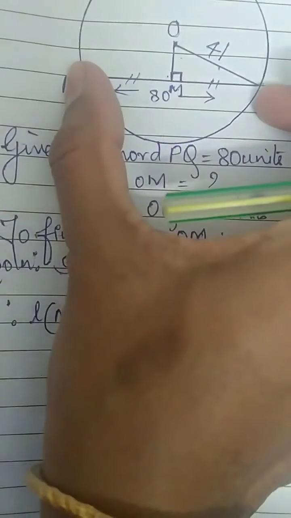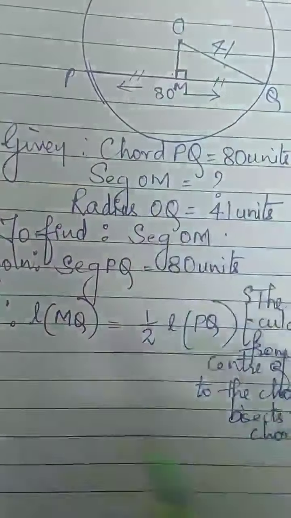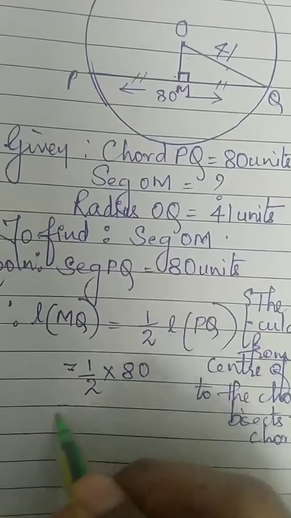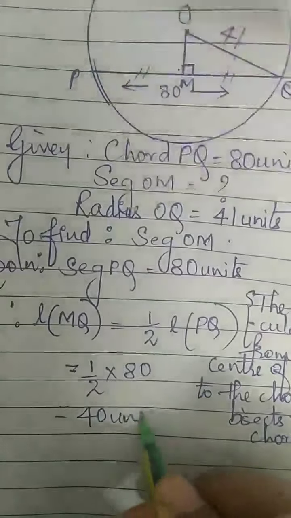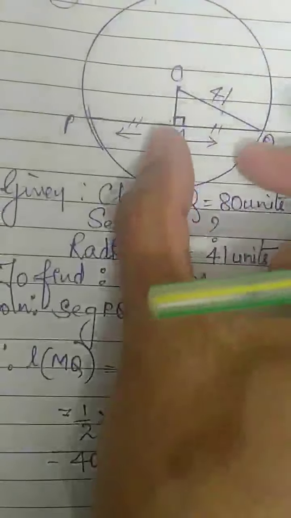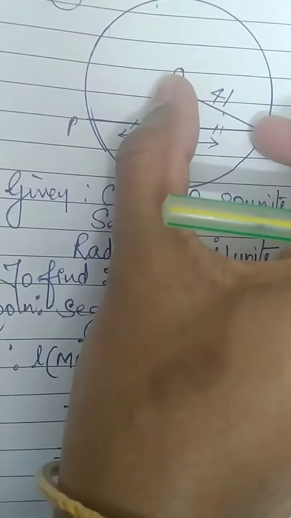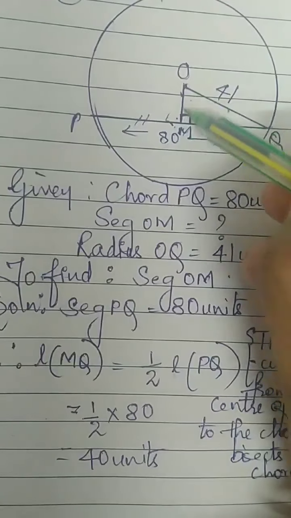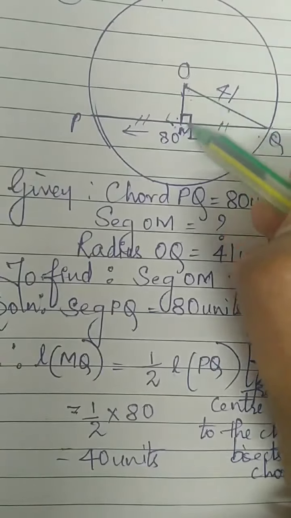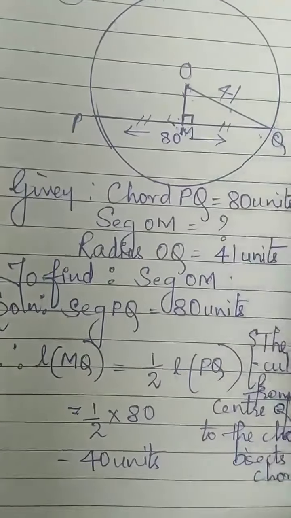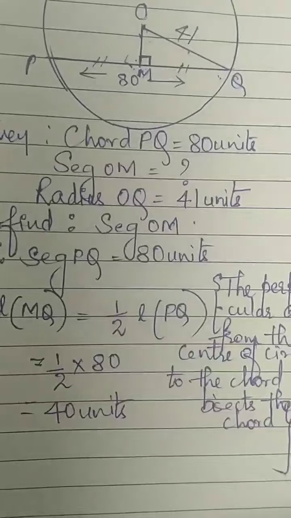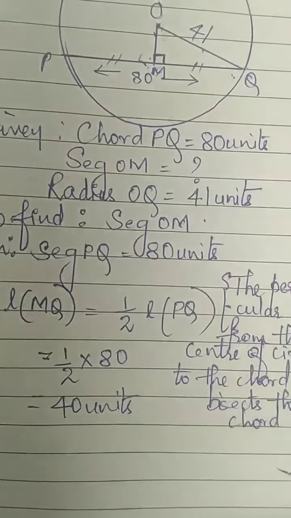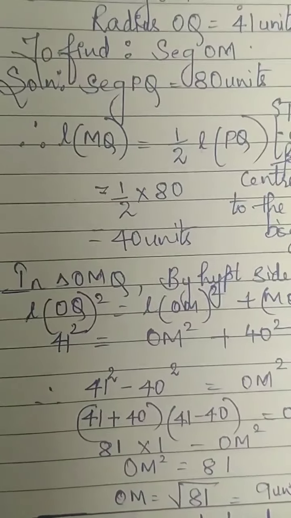So if the whole chord is 80, what will be MQ? Half of 80, which is equal to 40 units. Everywhere units you have to use, children. So this much is 40. This hypotenuse is 41. Can you get OM? Yes, you will take the triangle OMQ, 90-degree triangle. Use hypotenuse side test and get the answer quickly. Pause the video, get the answer and then check it. Please check the steps from me.